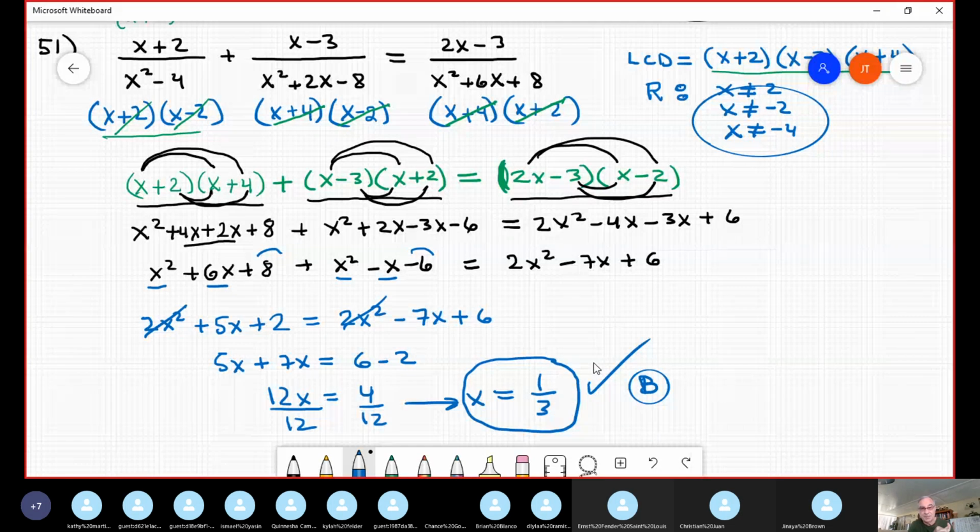What's the first step? Number 1 step is factorization of any expression in the denominator. Good. Second step is find the LCD. Third step is find the restriction, just in case. And the fourth step, the most important, is multiply the entire equation by the least common denominator. At this moment, the fractions disappear, no fraction anymore.